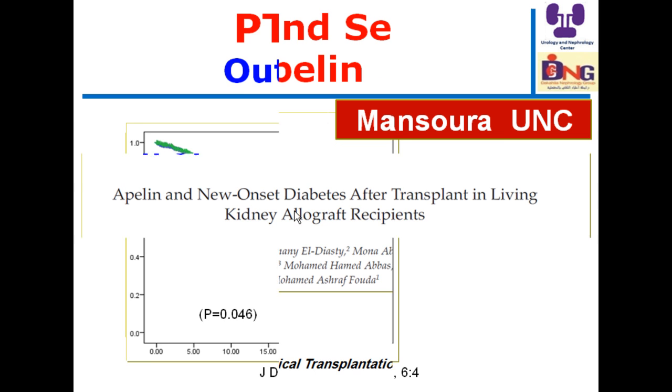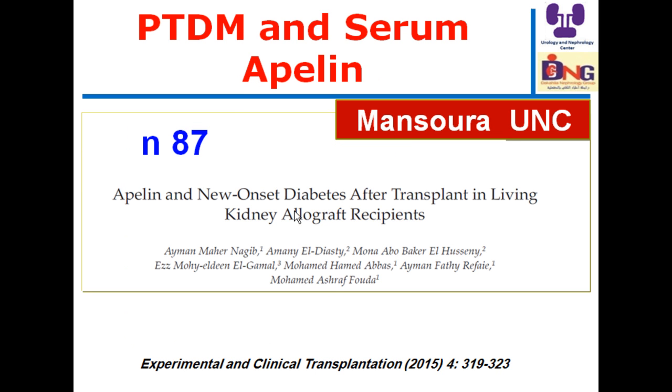One of the risk factors that we addressed in our center is circulating serum apelin. Serum apelin suppresses insulin secretion by binding to the G protein coupled apelin receptor on beta cells of the islets of Langerhans.